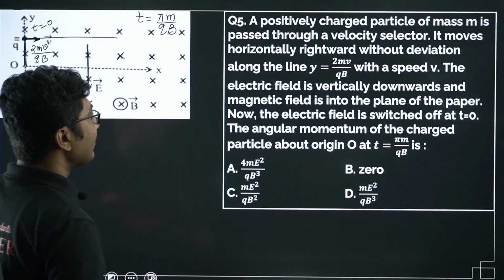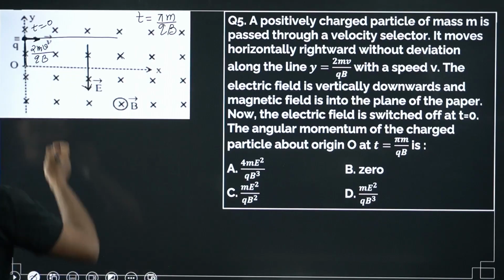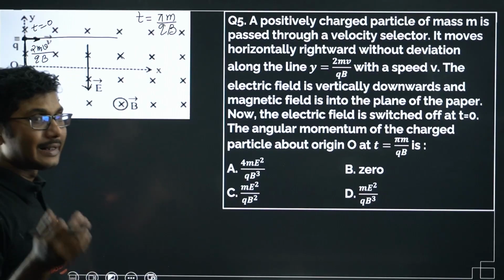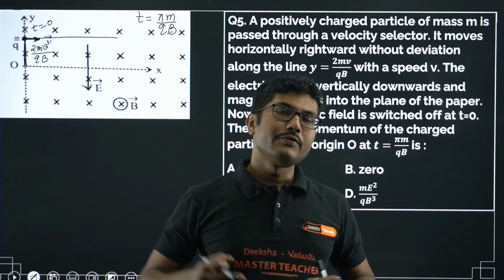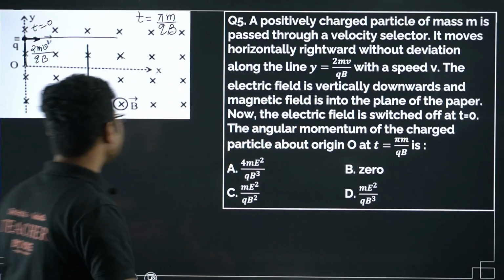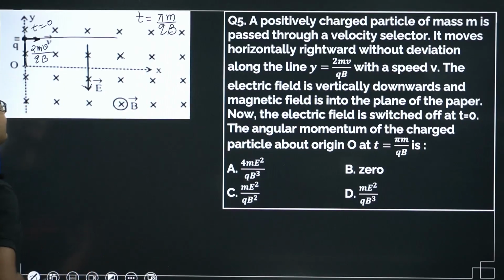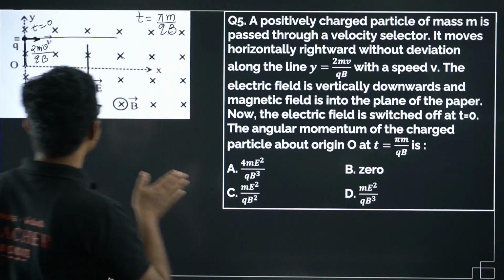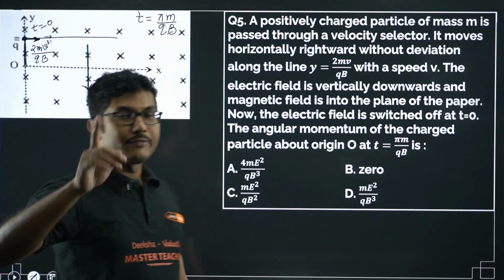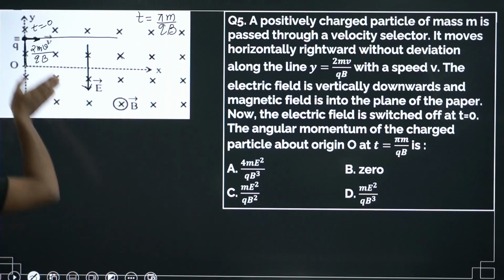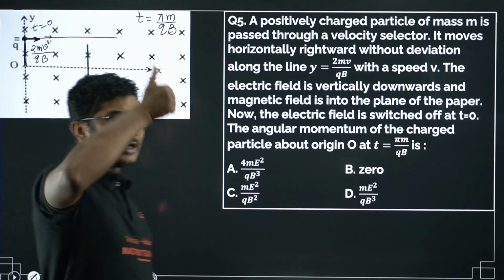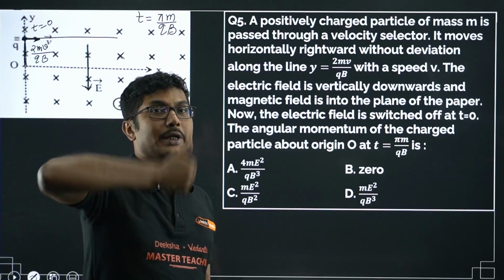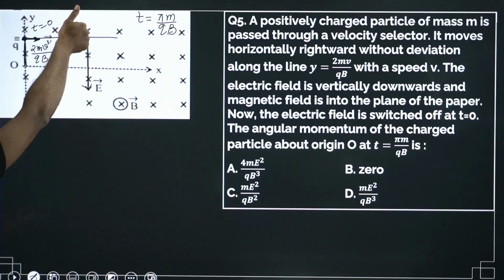First we have to find what is happening when the electric field and magnetic field both are present. When both are present, the electric force and magnetic force are cancelling each other. So what is the direction of the magnetic force here? The particle is moving in this direction, and the magnetic field is into the plane of the paper. I already gave you one problem where you have solved this. So the direction of the magnetic force will be upward.